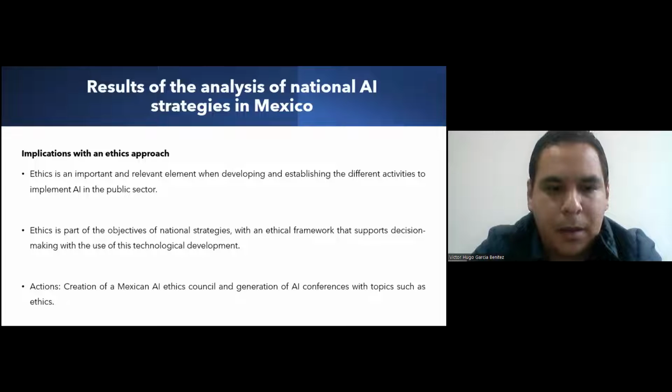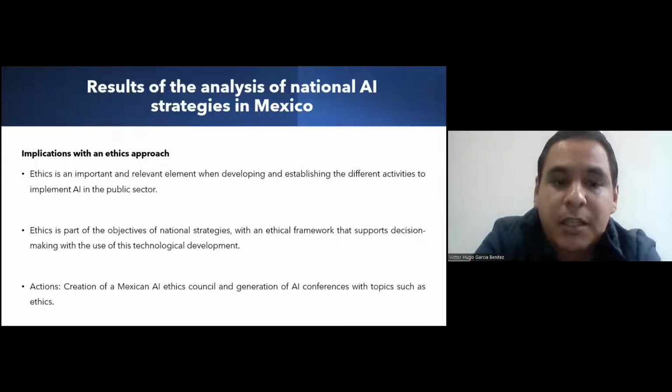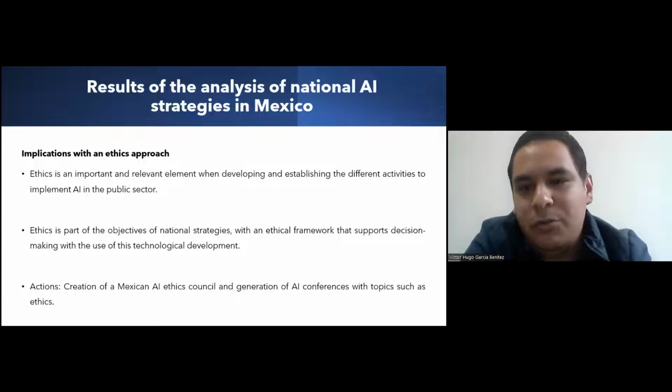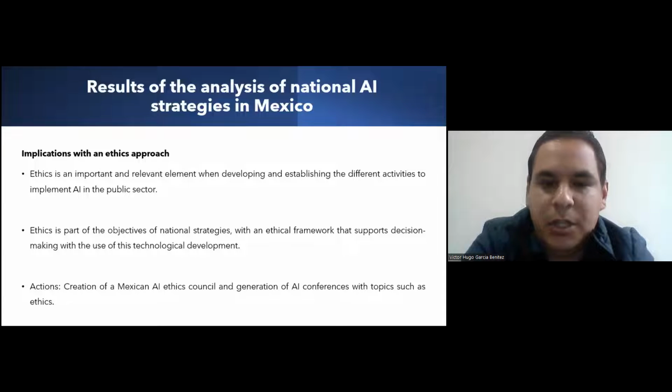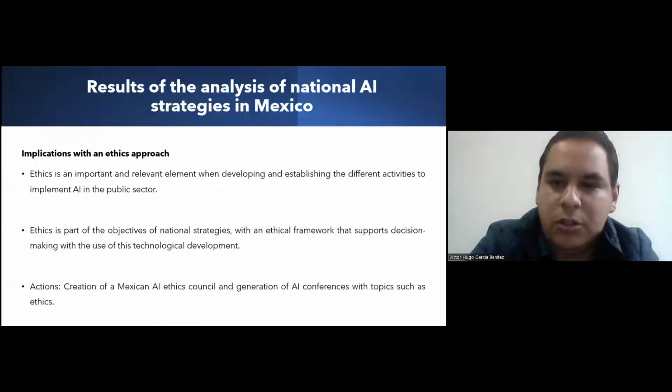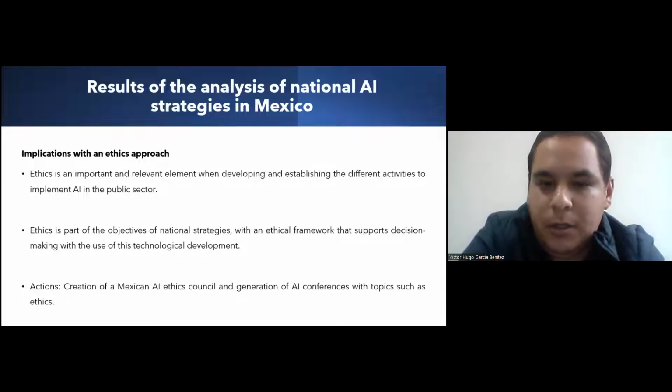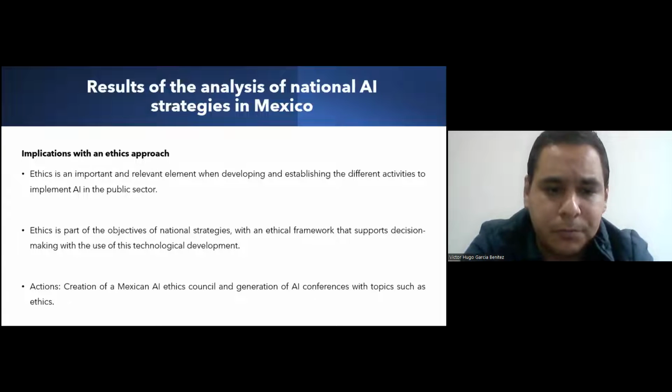Now, we present the results of the analysis of the national strategies of artificial intelligence in Mexico, from the description and explanation of the dimensions of ethics and human rights within each of the categories of analysis, for example, objectives, principles, scope and actions, vision and goals. This allows us to give a timely answer to our research question and to achieve our goal.